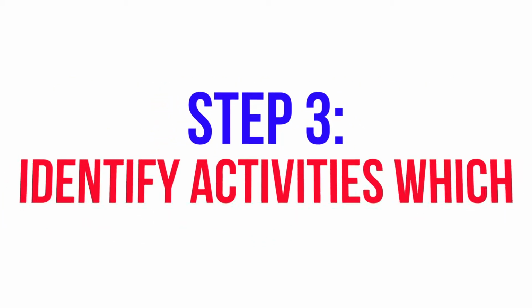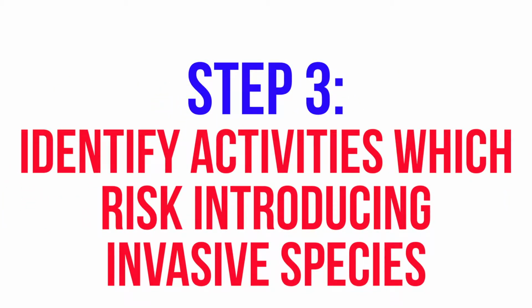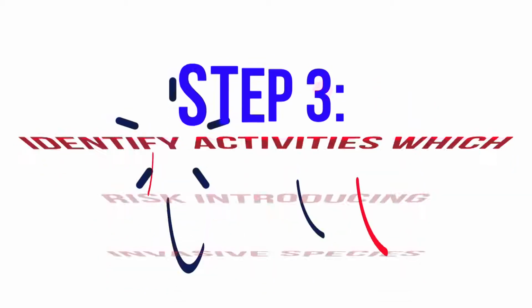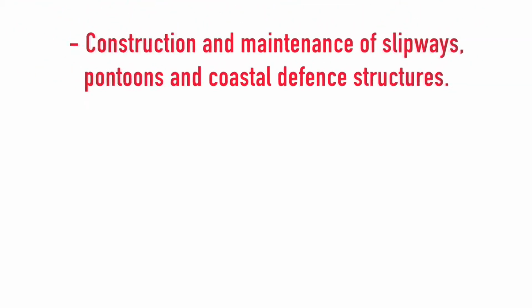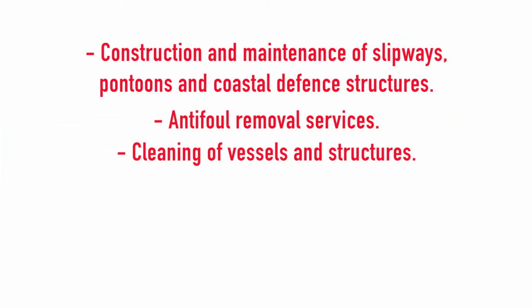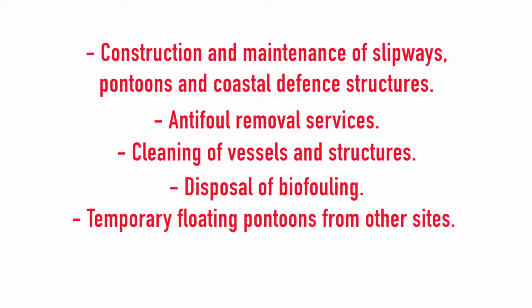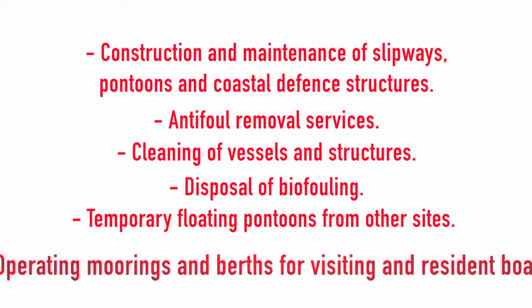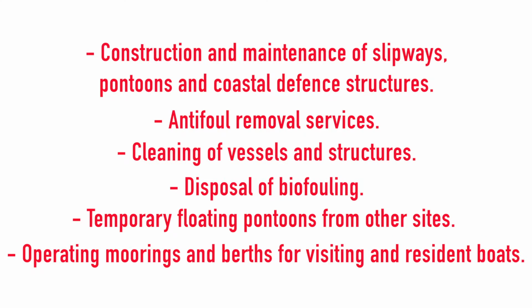Step 3. Identify activities which risk the introduction of invasive species. List all the activities on your site that can lead to the introduction or release of invasive species. These may include construction and maintenance of slipways, pontoons and coastal defence structures, anti-foul removal services, cleaning of vessels and structures, disposal of biofouling, temporary floating pontoons from other sites, operating moorings and berths from visiting and resident boats.